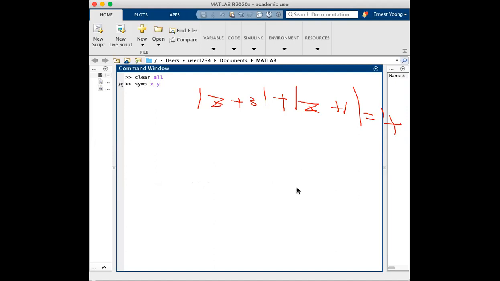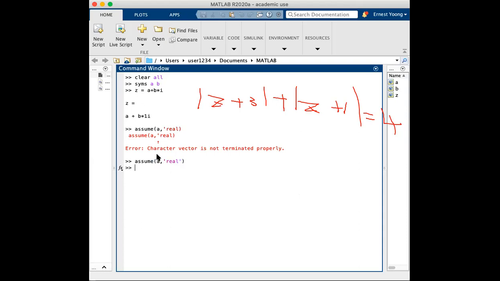So you have to define your x and y. You can put a and b, up to you. When I try a and b, this is the same thing. So z is equal to a plus b times i. So I define my complex number in terms of a and b. If I want to make it nicer, you can assume a is real, or you can assume that b is also a real number. But this is optional. If you don't put it, it's also correct.